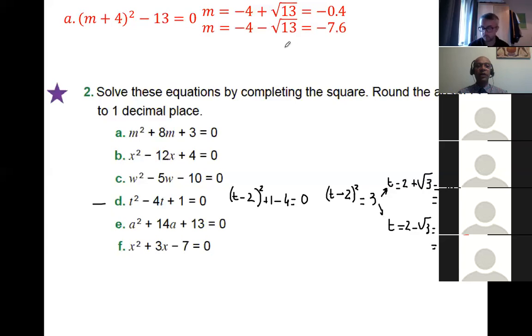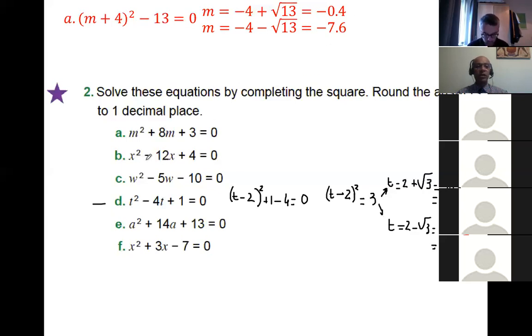The next one is minus 4 minus root 13. Again, with your calculator, you should get a value of negative 7.605, which rounded to 1 decimal is just minus 7.6. So that was the first one.